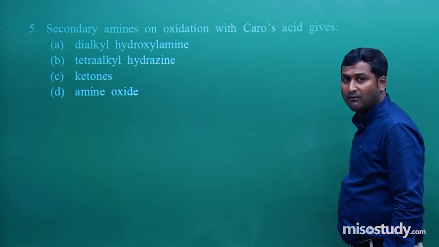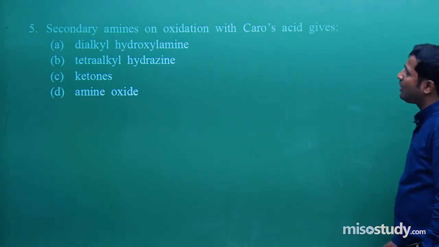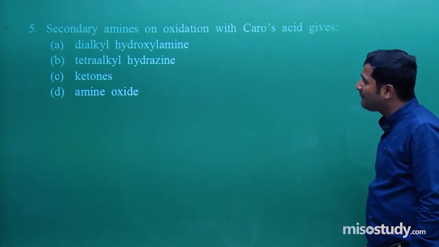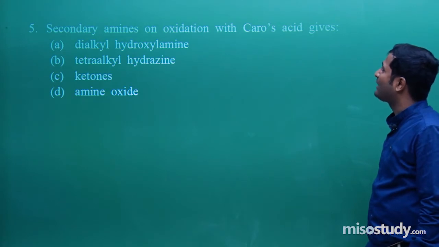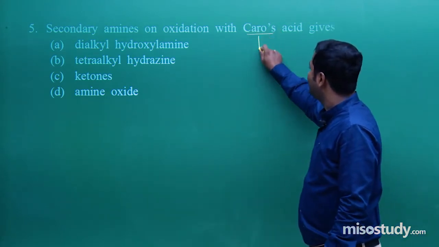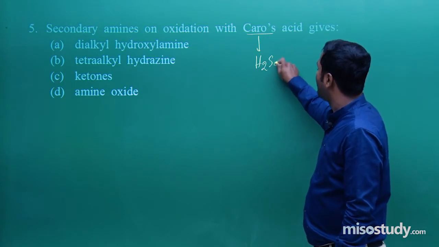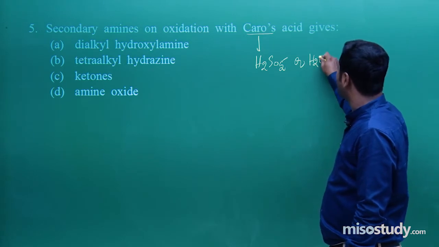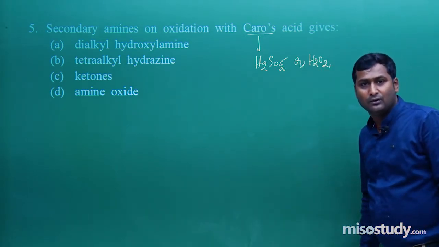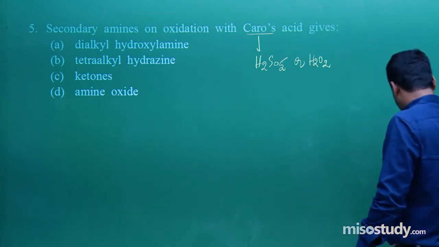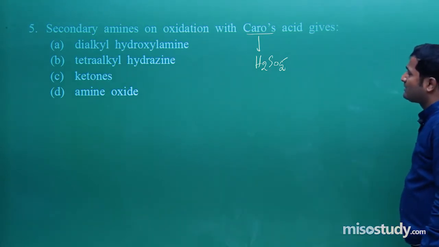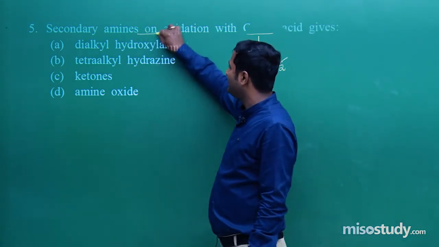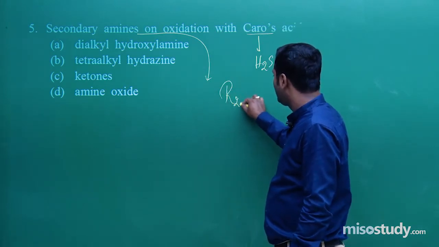Now question number 5. Secondary amines on oxidation with Caro's acid. What is given here? Secondary amine on oxidation with Caro's acid. What is Caro's acid? H2SO5. Clear? Sometimes you can also take H2O2, but here we do not need to consider H2O2. What is secondary amine? So secondary amine is R2NH.